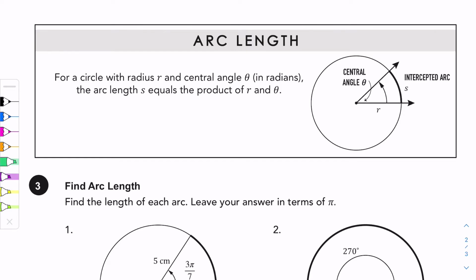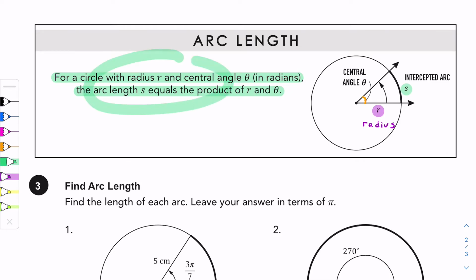Next, we have arc length. For a circle with a radius labeled r and a central angle labeled theta, which is going to be in radians, the arc length, which is labeled s, equals the product of r and theta. So let me just highlight a couple of the values that you need to look at. Theta is located here. We have our radius. And we have the arc length S, which is located here.